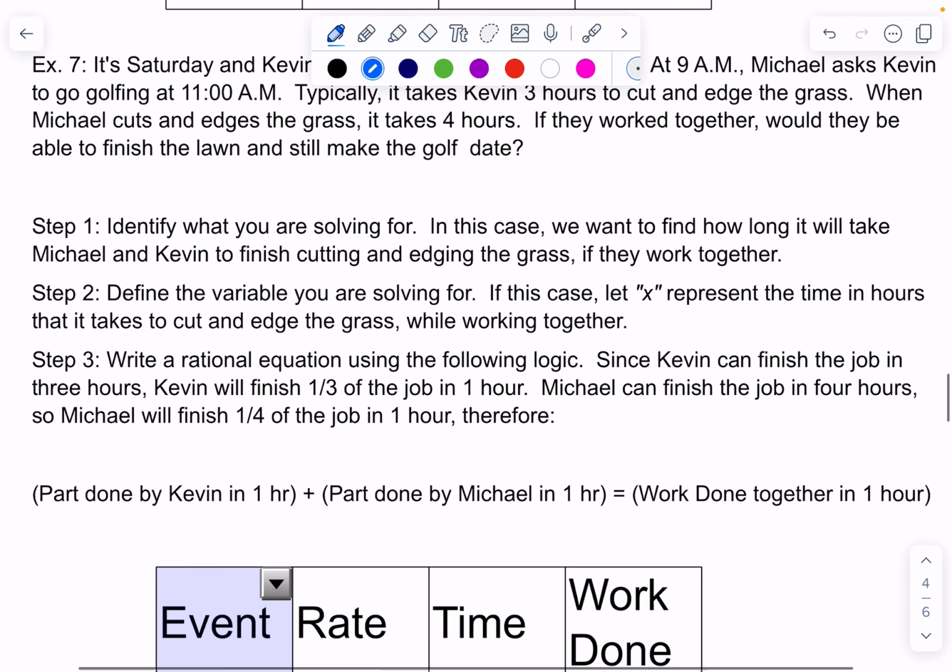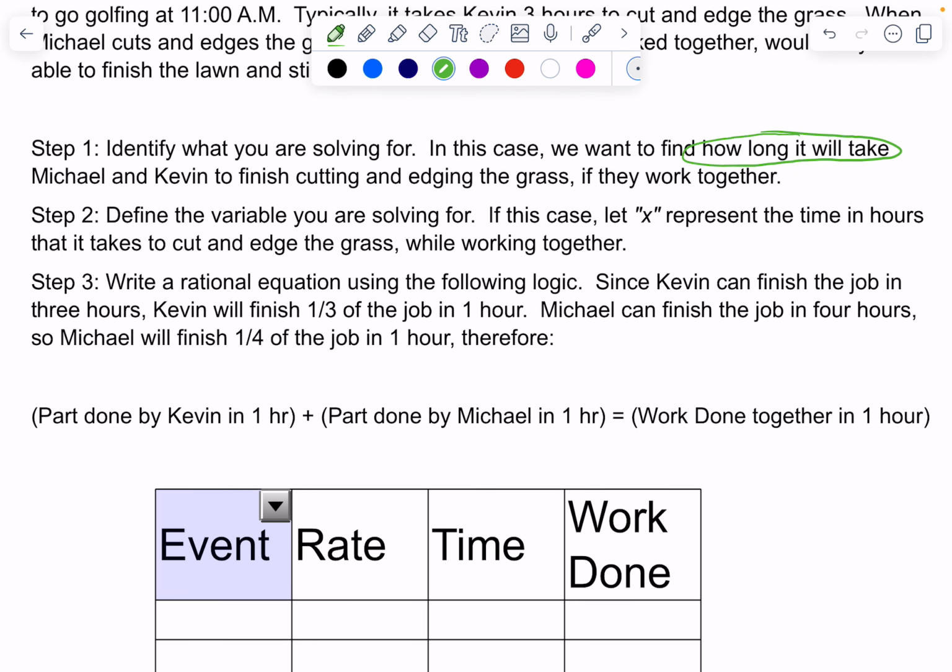Okay, let's go step by step here. Let's remember that you always want to identify what you're solving for. In this case, we want to find how long it will take Michael and Kevin to finish cutting and edging the grass if they work together. So let's define the variable that you're solving for. I'm going to let x represent the time in hours that it takes to cut and edge the grass while working together.